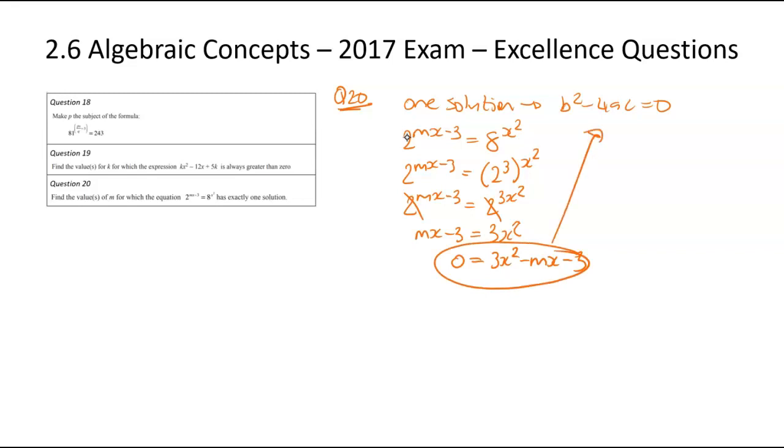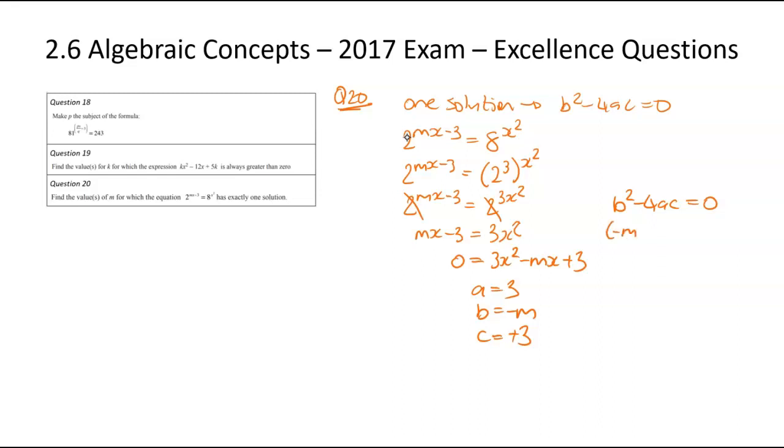Let's pull out the a, b, and c values for the discriminant that we're trying to work towards. A is equal to 3, b is equal to negative m, and c is equal to negative 3. Sorry, I just realized that there should be plus 3, which means that's a positive 3 there, isn't it? Yeah, so minus 3 does become plus 3. Okay, so we're happy with that. Let's now plug that into the discriminant. So we know that b squared minus 4ac must be equal to 0. We're going to substitute away. So we've got negative m squared minus 4 times 3 times 3.